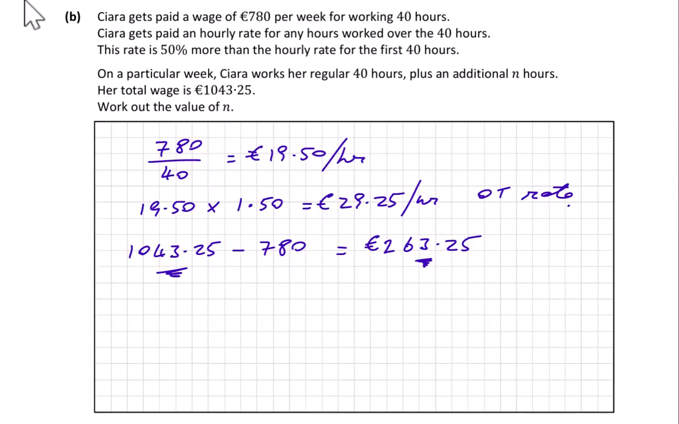So we want to take the 263.25 euros. We want to know how many hours she actually worked overtime. So we take her overtime pay divided by the hourly rate, which is 29.25. And that gives you the number of hours she did overtime, which was 9 hours. So that's equal to the N.